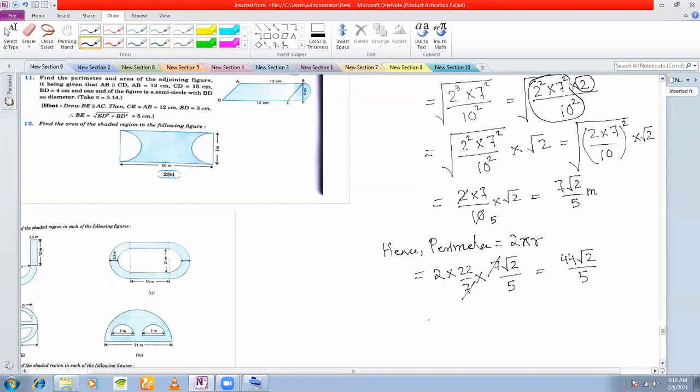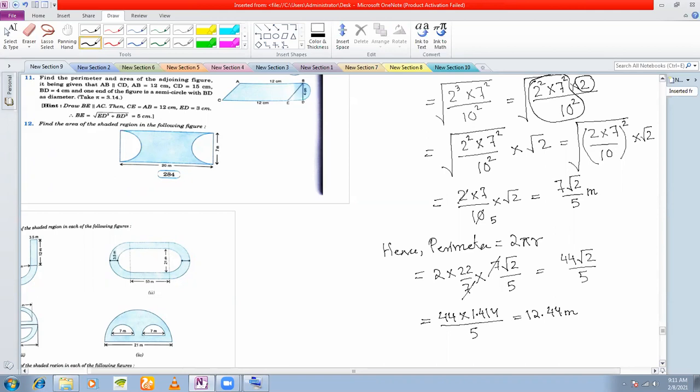Now 44 into root 2, which is 1.414. In fact, in class 9, you will be expected to remember the value of root 2 and root 3. So that is why I put the value of root 2 as 1.414. So this is 44 into 1.414, divided by 5. So this comes to 12.44 meters, and that is your perimeter.